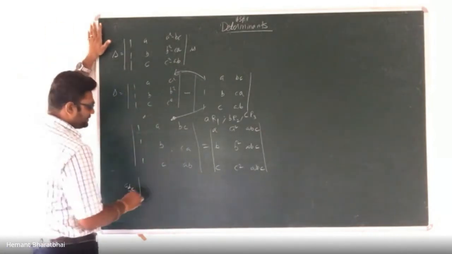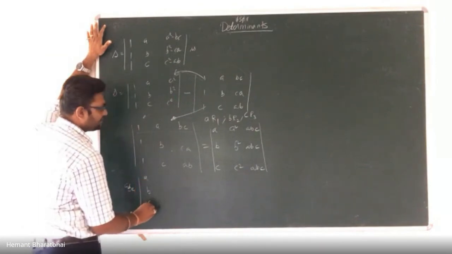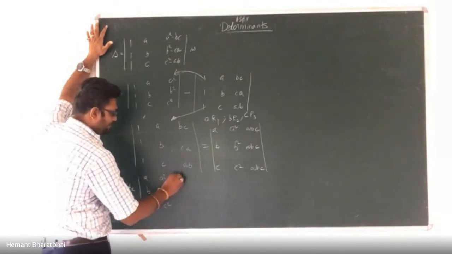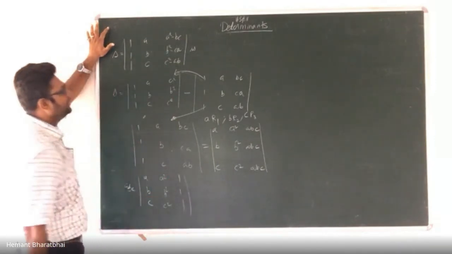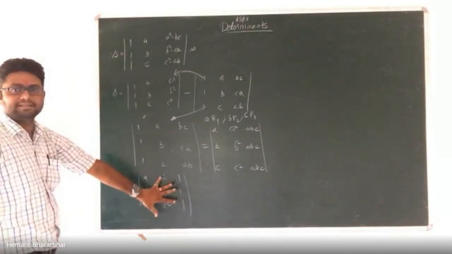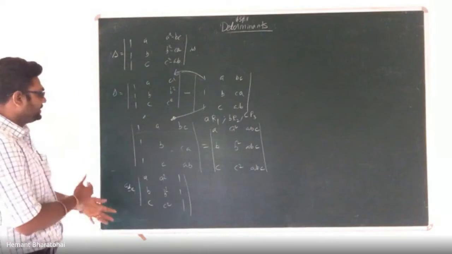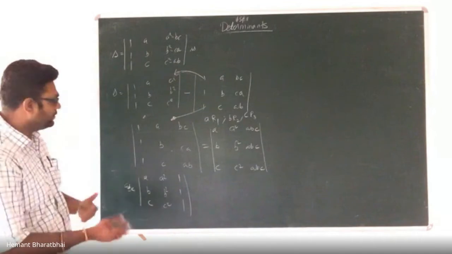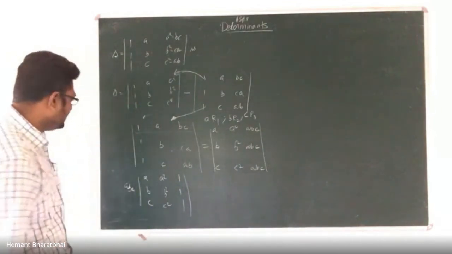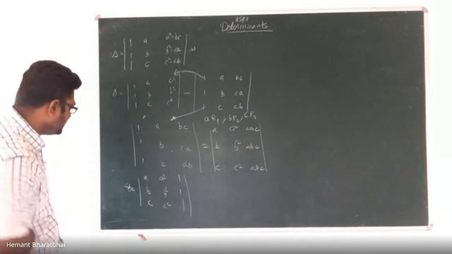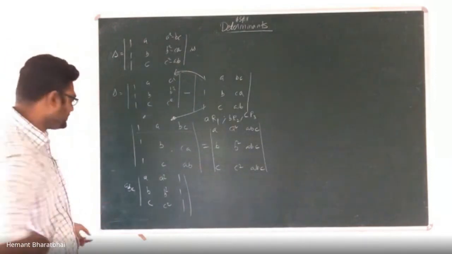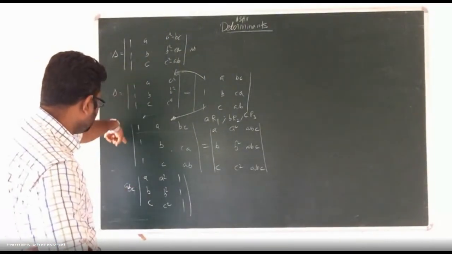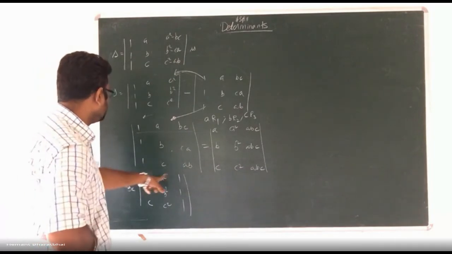When I take ABC as common, I'll get here A, B, C, A square, B square, C square, 1, 1, and 1. Now if you see, this and this are exactly same terms, only the columns are not same, so we can interchange the column. And if we interchange the column, then the sign of the determinant changes. So don't worry, we'll do that. First, I need over here 1, 1, 1, so I'll swap this with this.